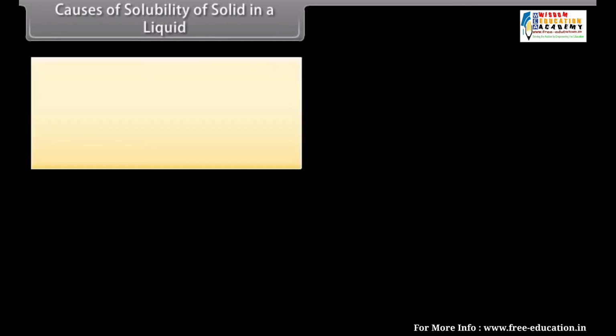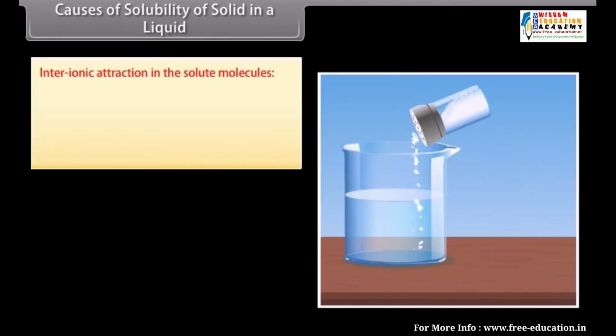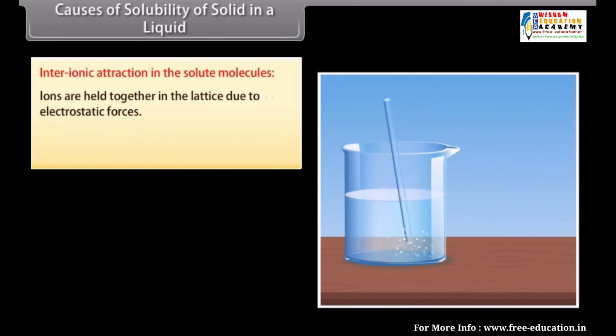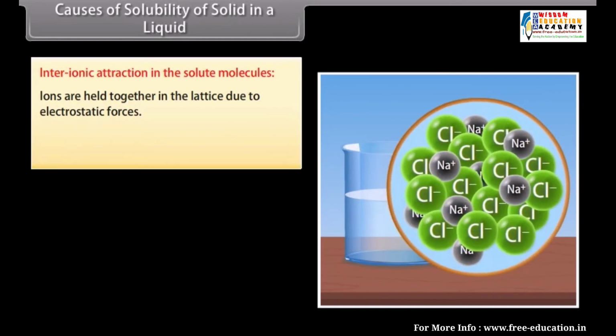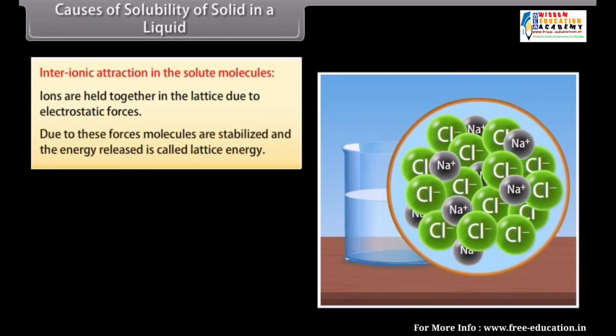Causes of solubility of a solid in a liquid. Many types of forces of attraction operate when a solute is mixed with a solvent. Inter-ionic attraction in the solute molecules: ions are held together in the lattice due to electrostatic forces. Due to these forces, molecules are stabilized and the energy released is called lattice energy.